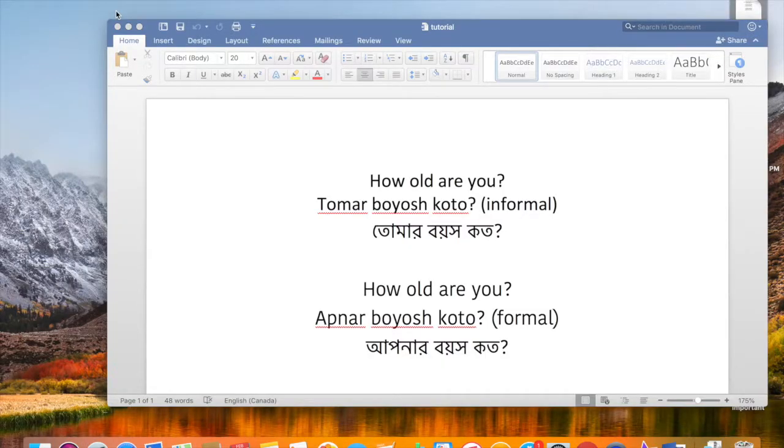So here we are. How old are you? How do you say that in Bengali? So there you go. Tomar boyosh koto. That's the informal version, and I've written that in Bengali here as well. Tomar boyosh koto. How old are you? Simple as that.